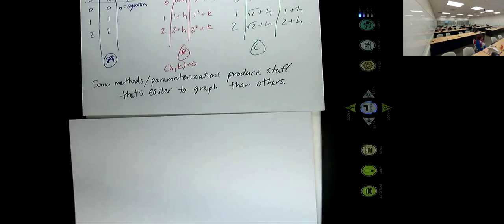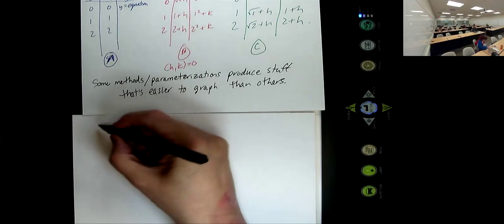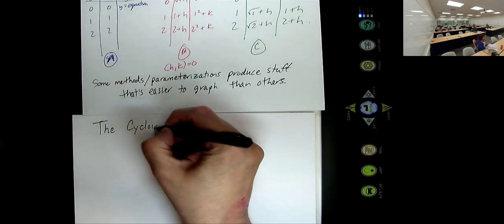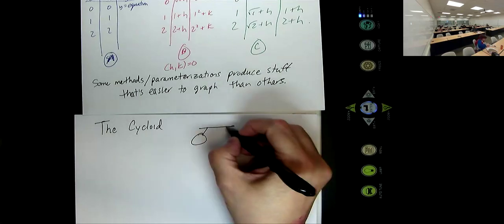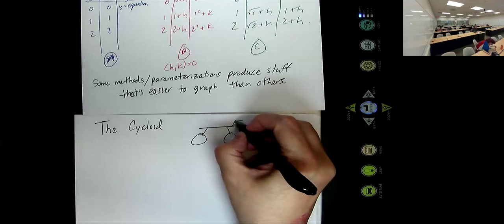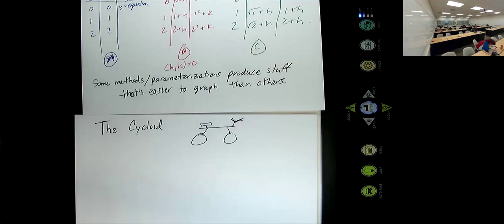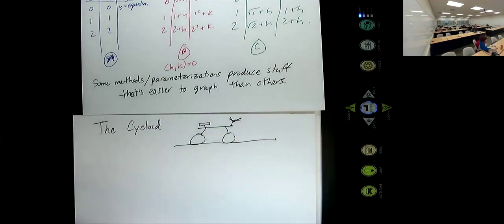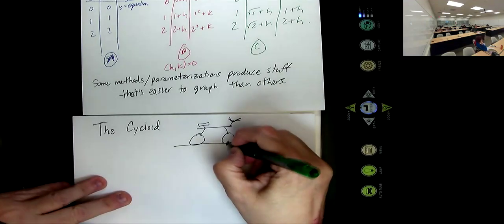Next topic, I'm going to introduce it, I'm going to show you how it works, but we're not going to do a problem, and you're going to be thankful that I said this. The cycloid. Let's say you've got a bike. That's your handlebars, there's your bike seat. The way the cycloid works is, let's say we put a point on the wheel.